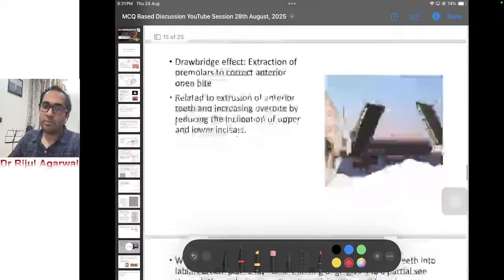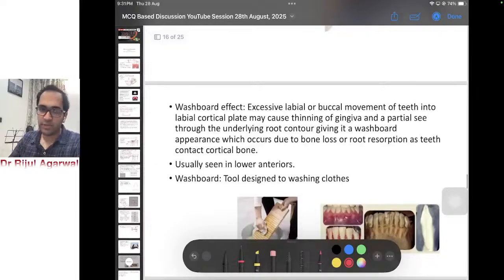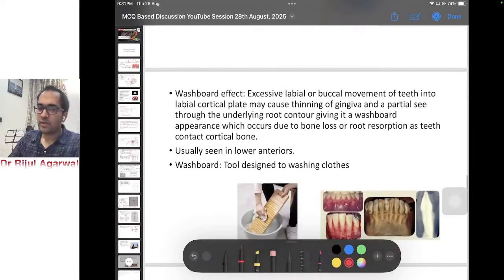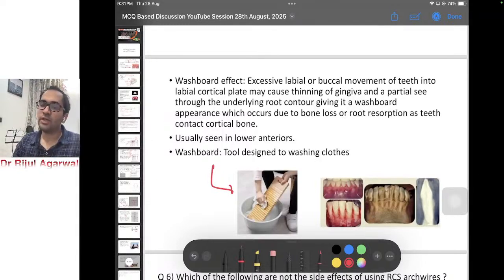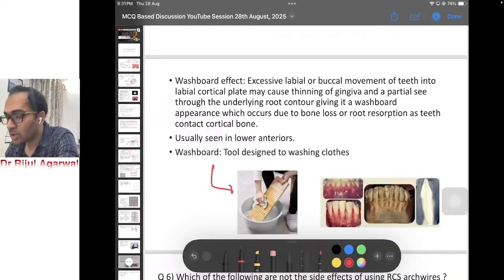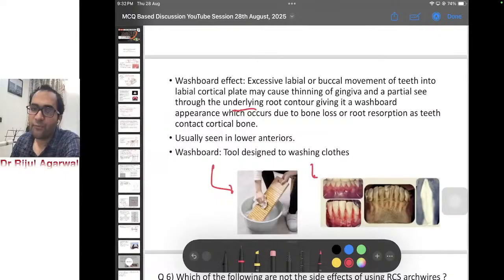And draw one more, washboard effect. I'll come back to the drawbridge effect. So washboard effect. You must not have seen this. Washboard was a tool earlier used for washing clothes. It was like this. So this effect is usually seen in the lower anteriors due to excessive labial or buccal movement of teeth into the labial cortical plate. So what happens? The roots can be seen through the underlying bone like this. Okay, known as washboard effect.